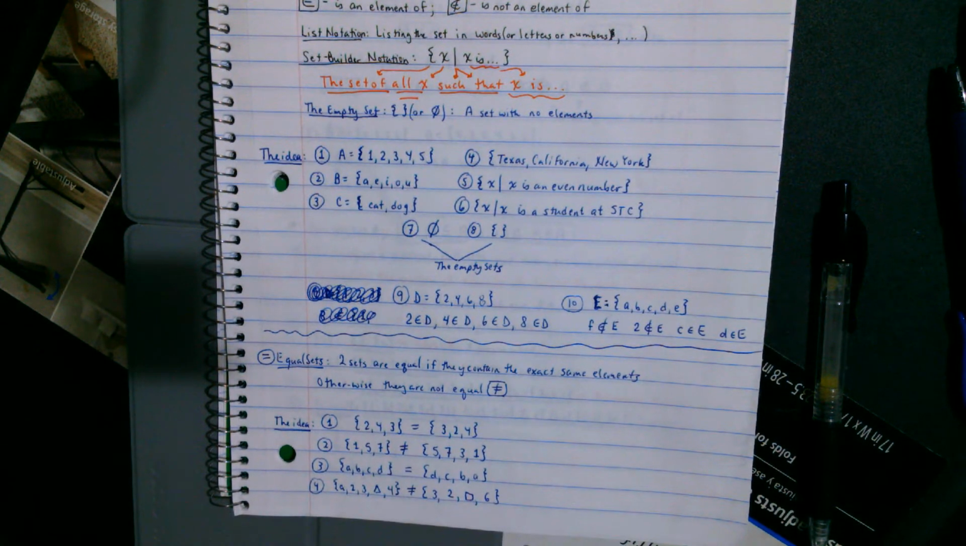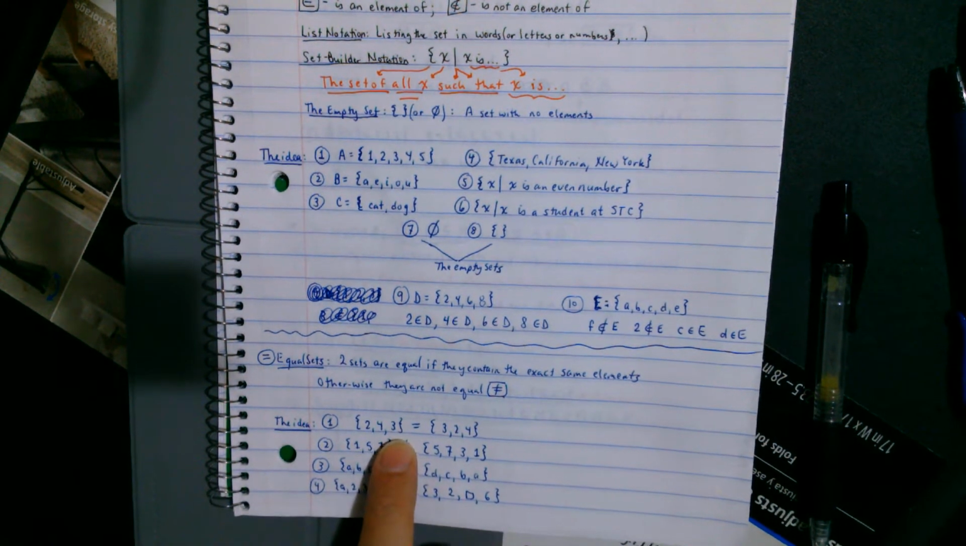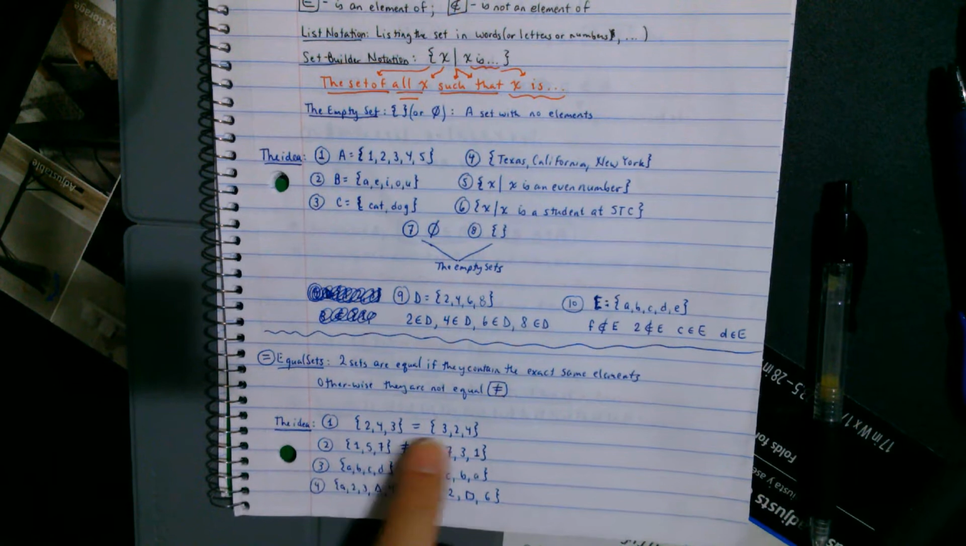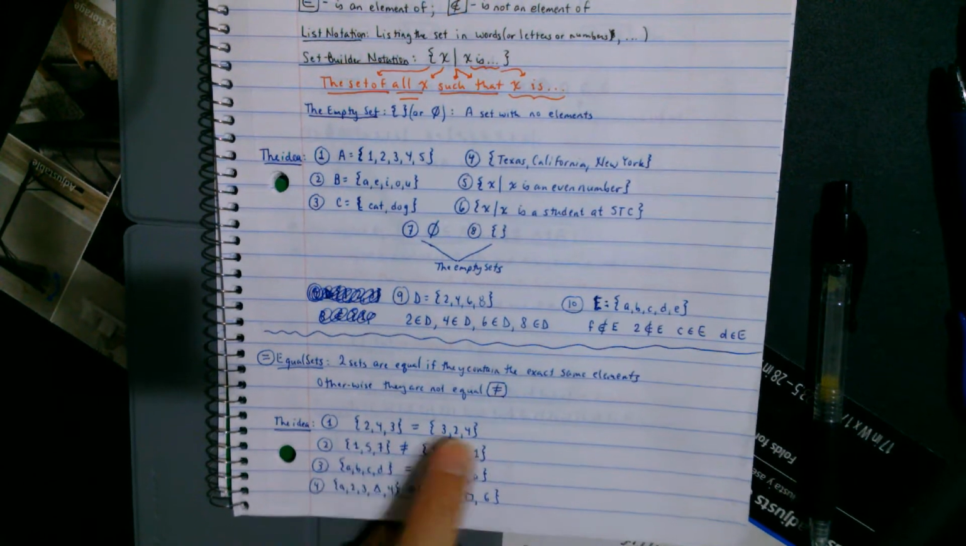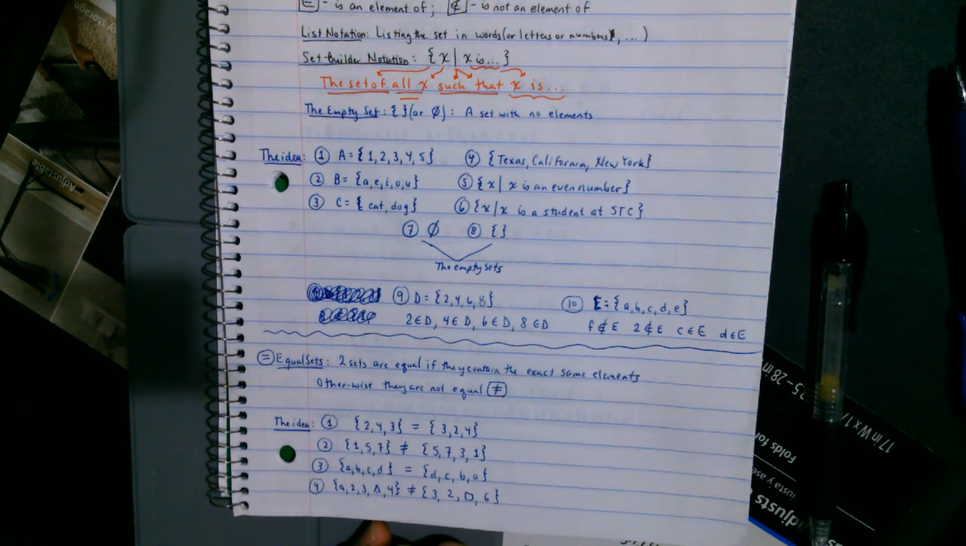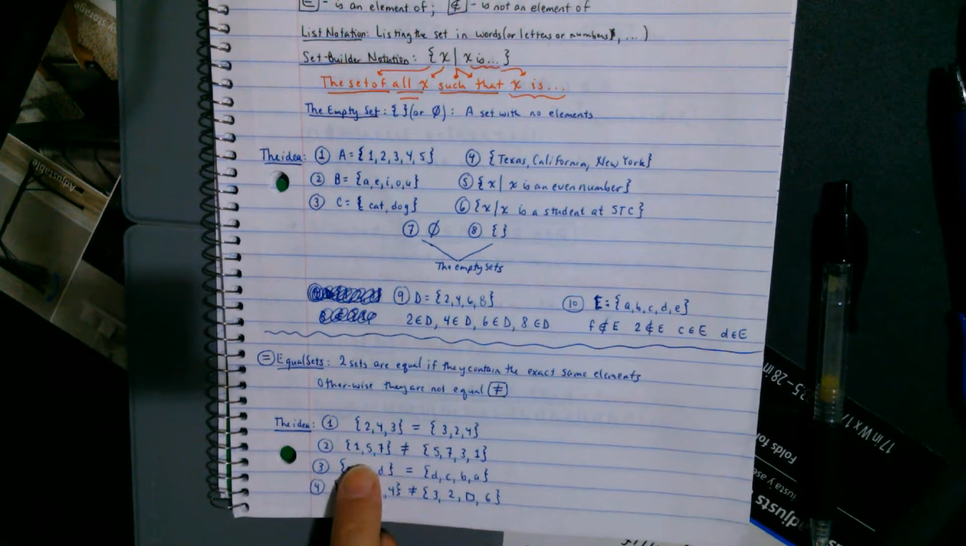So number 1, again, nothing to solve for here, but the set with the numbers 2, 4, and 3 is the same as the set with numbers 3, 2, and 4. They have exactly the same elements. They both have a 3, they both have a 4, they both have a 2. Neither one of these sets has something else that the other one does not have. So they're equal.